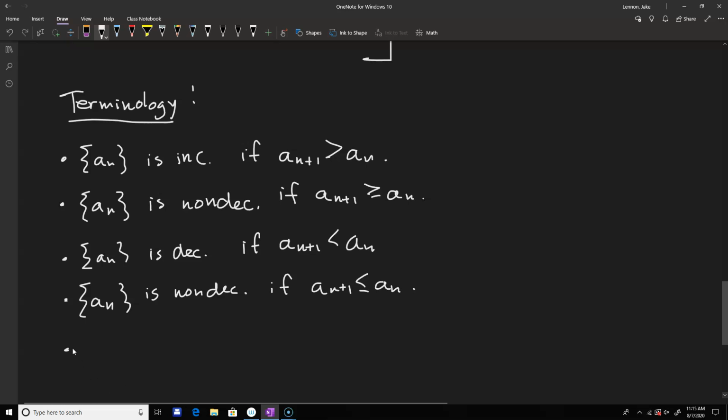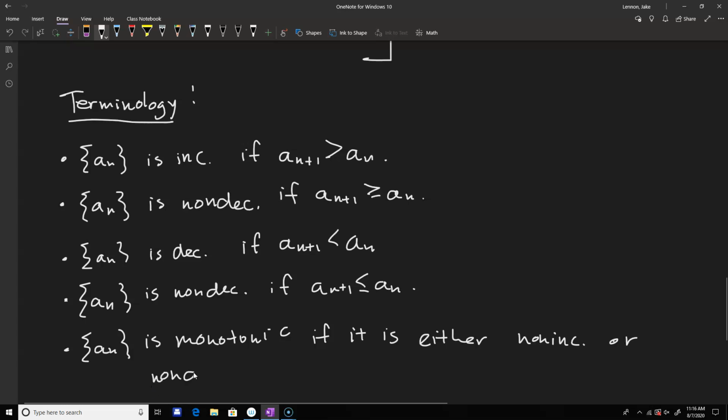So we also talk about monotone or monotonic. So we would say the sequence A sub n is monotonic if it is either non-increasing or non-decreasing. So it's only moving in one direction. It can't have part of the sequence that's increasing, part of the sequence that's decreasing. We're talking about the entire thing has to be moving in one direction. So it's either non-increasing or non-decreasing. So moves in only one direction.